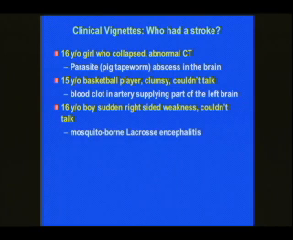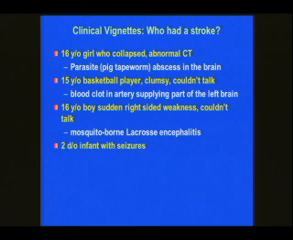Okay. This guy turned out to have mosquito-borne La Crosse encephalitis. He happened to have a very focal presentation, but he would not be a candidate for a clot buster because he had an infection and he didn't have anything related to a stroke.